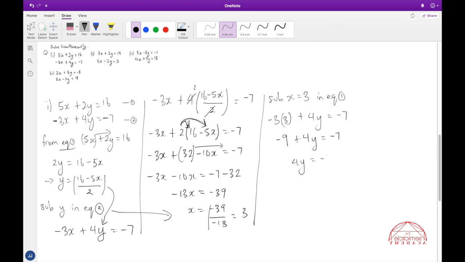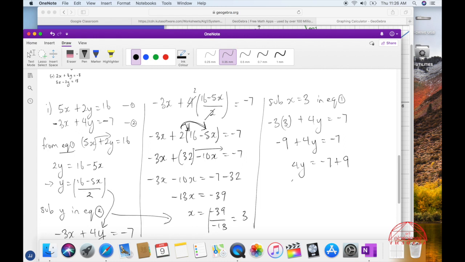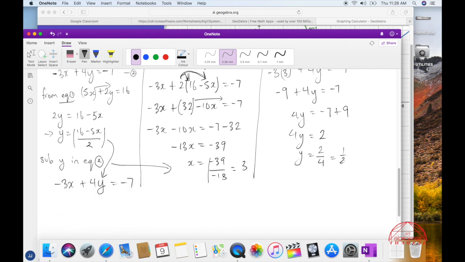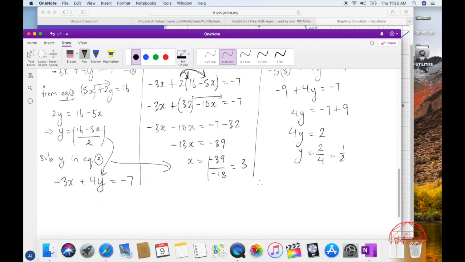4y is equal to minus 7 plus 9. Right, so then 4y is equal to positive 2. Y is equal to positive 2 divided by 4, which is a half. Therefore, x is equal to 3 when y is equal to a half.